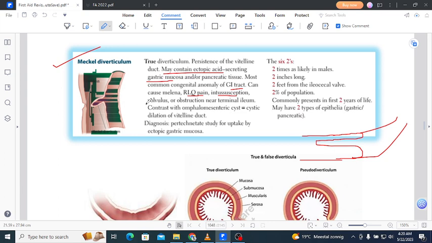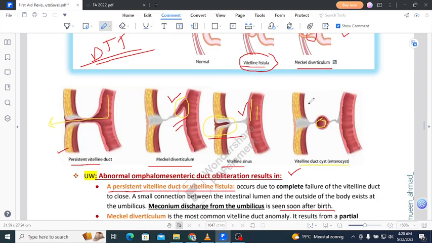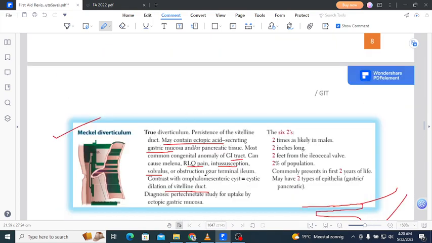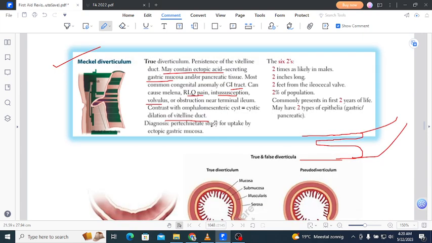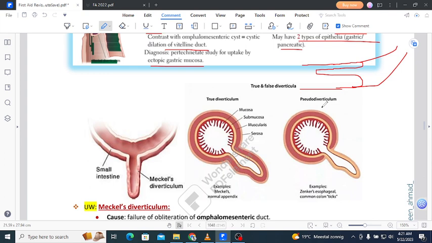Then we have a propensity for volvulus, and obstruction near the terminal ileum. Contrast with the omphalomesenteric cyst, which is cystic dilation of the Vitelline duct. The diagnosis is with the pertechnetate study for the uptake of ectopic gastric mucosa. The 2s: for the Meckel diverticulum, you must remember these 2s. It is 2 times more likely in males. It is 2 inches long, 2 feet from the ileocecal valve. 2% of the population is affected, and it commonly presents in the first 2 years of life, and may have 2 types of epithelia, like the gastric or maybe the pancreatic.